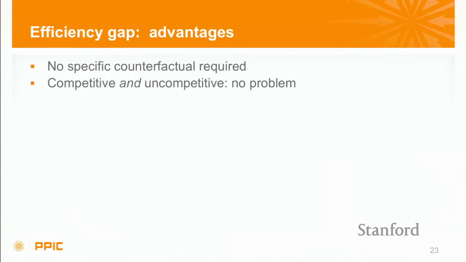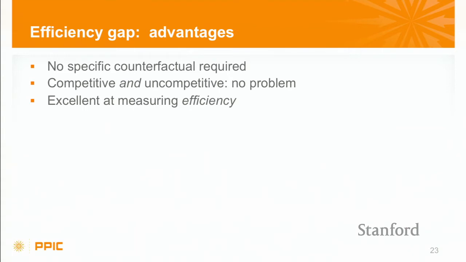The advantages of the efficiency gap: it doesn't require a counterfactual. You can calculate it with the actual election results. And so in that sense, it's okay for competitive and uncompetitive states. Again, if you had an uncompetitive state, the counterfactual for the Gelman-King bias becomes problematic. It becomes too much of an extrapolation.